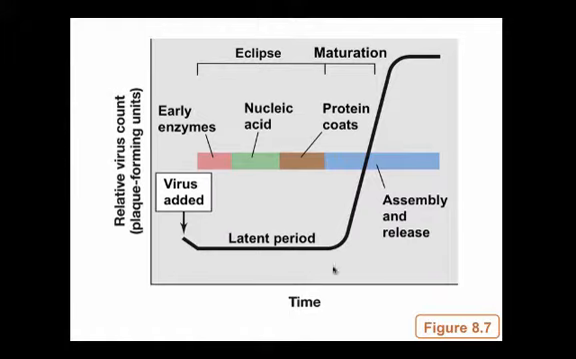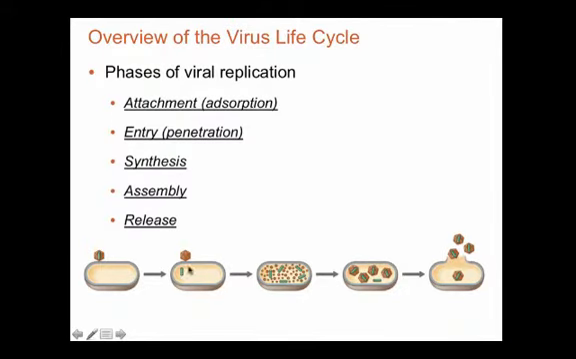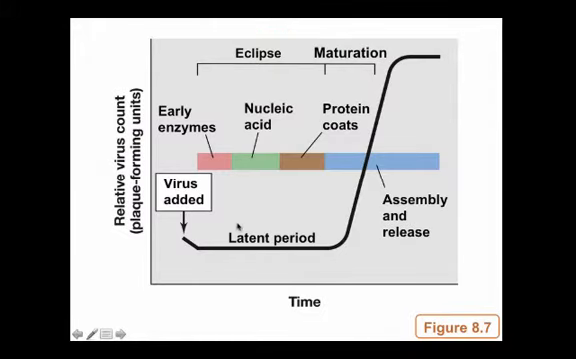So basically, what happens is you have infection, and then these would be the first two steps that we had on the last one. So this process right here, attachment and entry. Then after that, you have what's called the latent period. And this latent period is really unique as far as viruses are concerned and how they replicate.